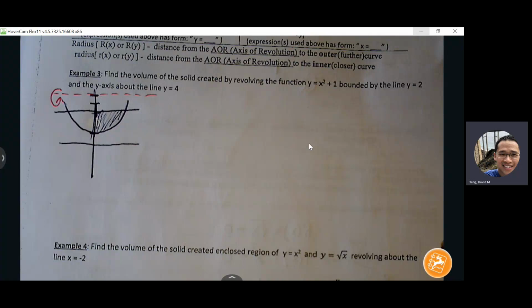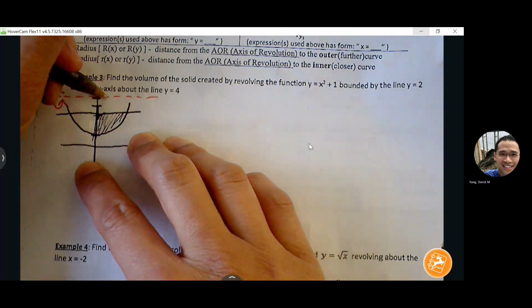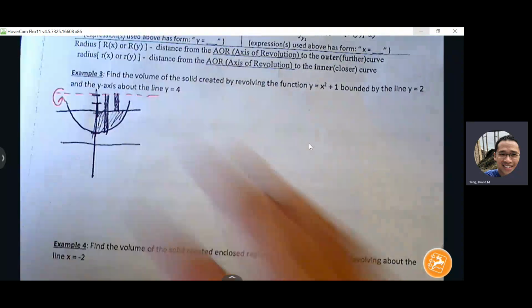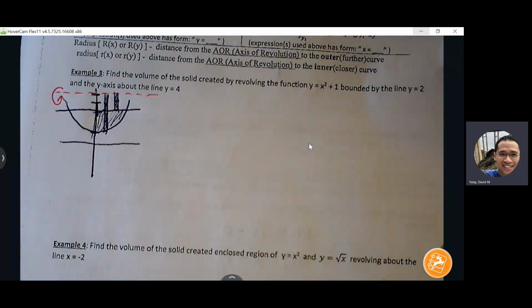Okay, so we see an obvious gap. This is going to be washer method as well. Top minus bottom. Sometimes your axis is on the top, sometimes it's on the bottom. You just follow whatever the graph has for you. Okay, are we able to draw the two radius? Okay.